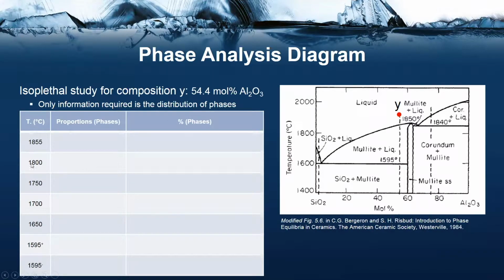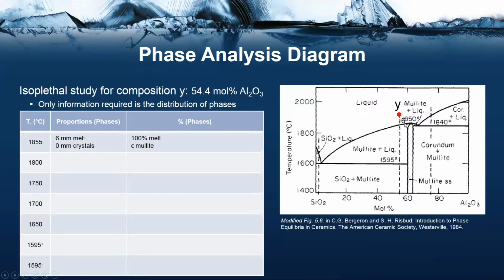The temperatures I have chosen as 1855, 1800, 1750, 1700, 1650, and then to the solidus line down here. So going from the first precipitation, that is the 1855, 1595 is the solidus, and then I have just evenly spaced some temperatures in between these two. So let's start with the isopletal study. At 1855 degrees Celsius, we have 0 millimeters of this that represents the melt.